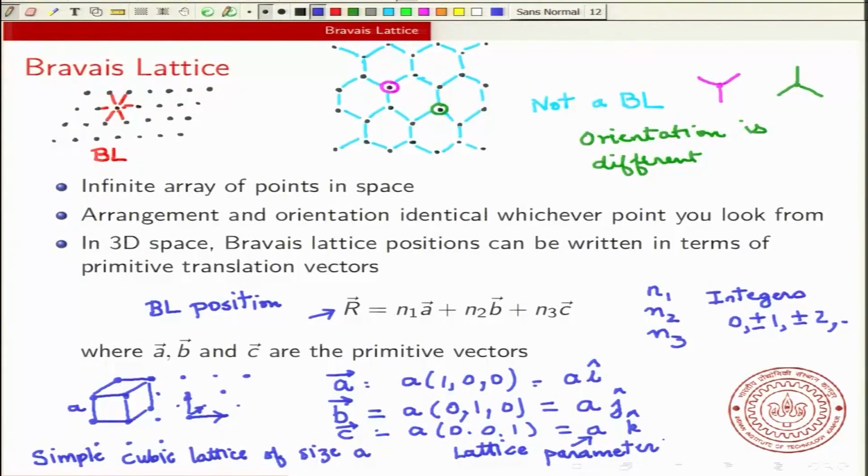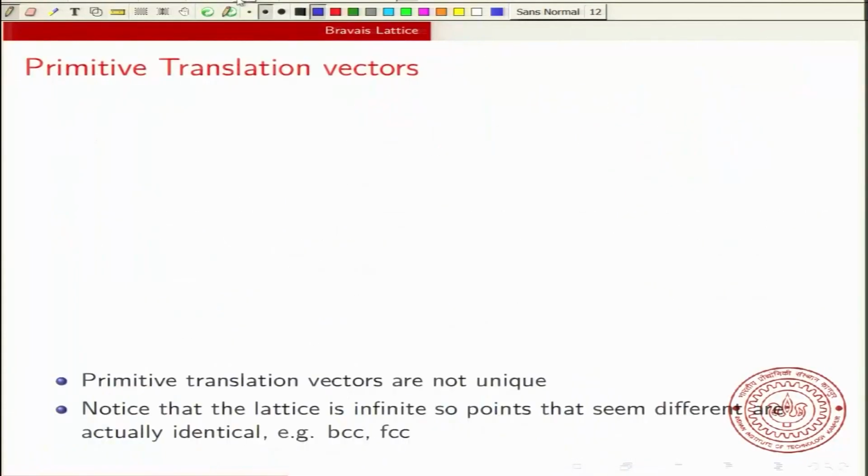Now, what is important is that you can write any point as a linear combination of these vectors, and that is very easy to see in the simple cubic lattice. If you have any point, it will be some integral linear combination of these, and we will look at this more closely. So, let us look at the primitive translation vectors. Let us take 2D as an example, because 3D is not very easy to draw.